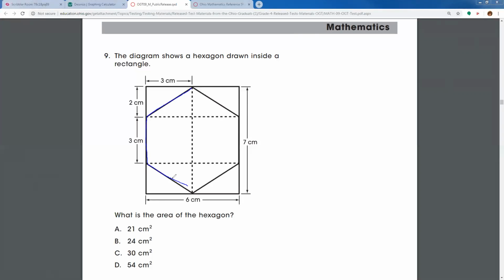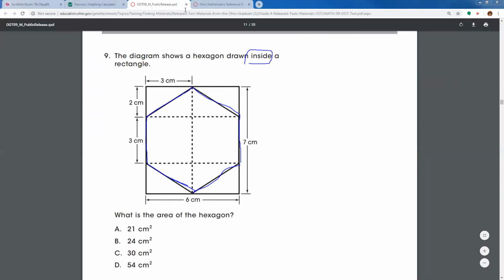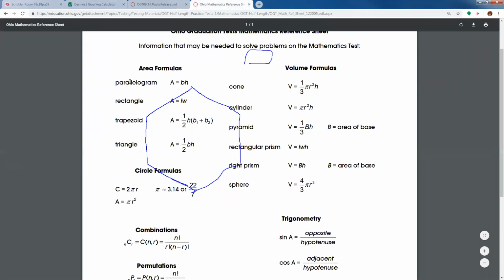It is easy to forget all the different shapes, but the other keyword here is inside. So even if you're not 100% sure, you could say, well, this whole shape is inside the rectangle. So that's likely what they want me to find the area of. So on our reference sheet, none of the things on the reference sheet are hexagons. They only have parallelogram, rectangle, trapezoid, triangle. None of the areas are hexagons.